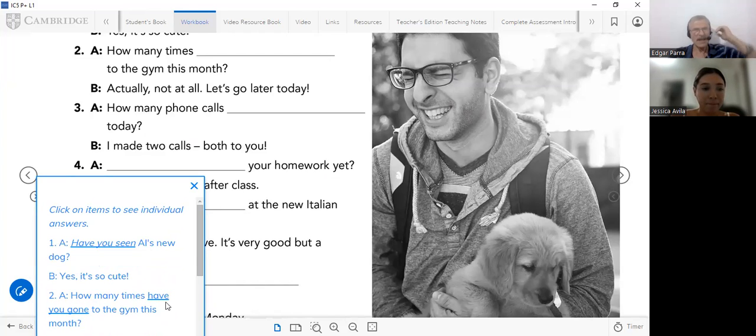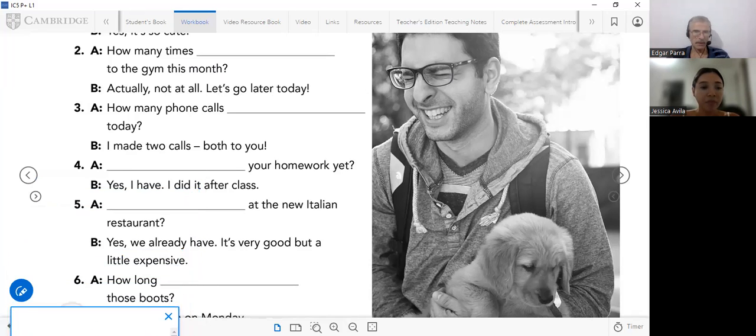Is it possible to ask another question with a different person? How many times has your sister gone to the gym this month? Actually, not at all, because you have "let's go" later today. Let's go includes your person and my person, you and me. I am inviting you to go with me because this is an invitation. So the question has to be done with have you, not with any other person. Okay, now what do you say about the next one?